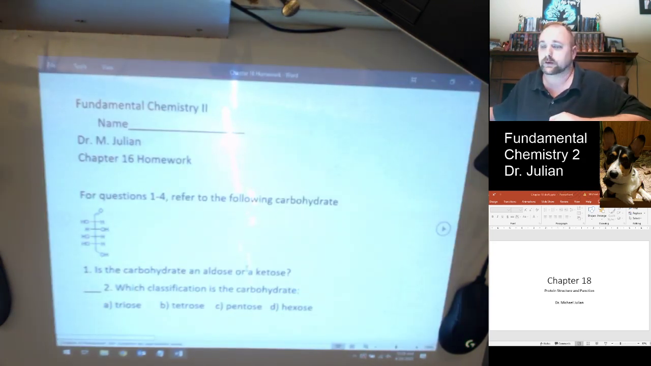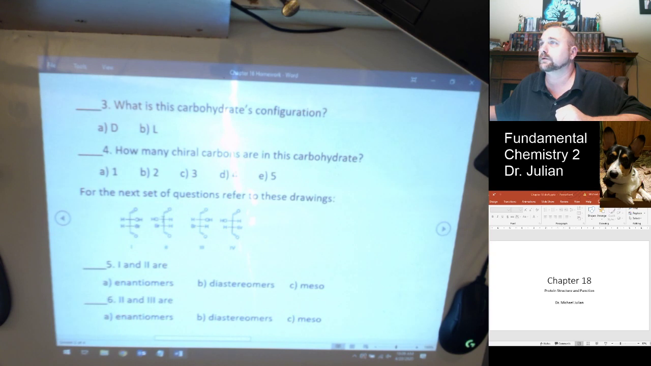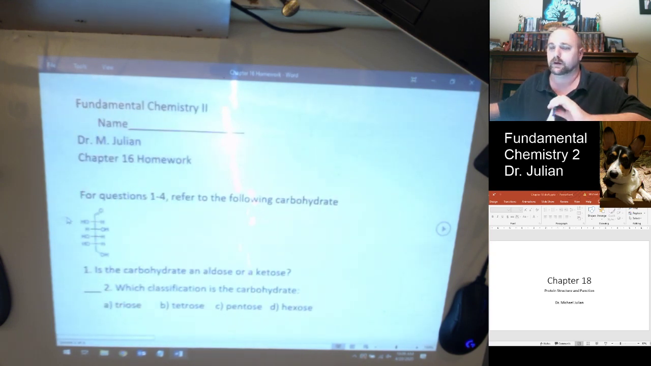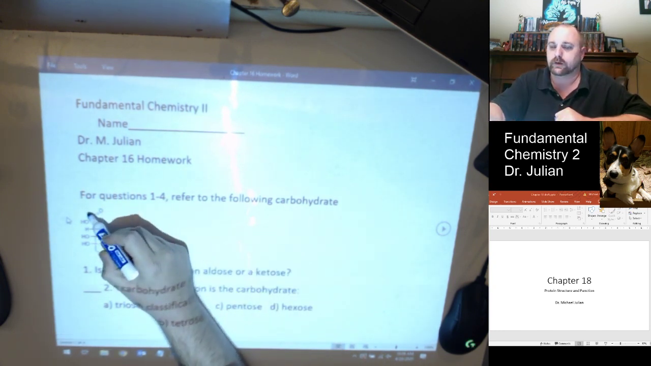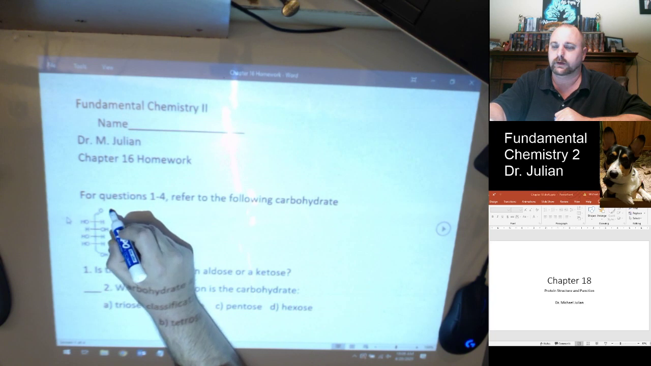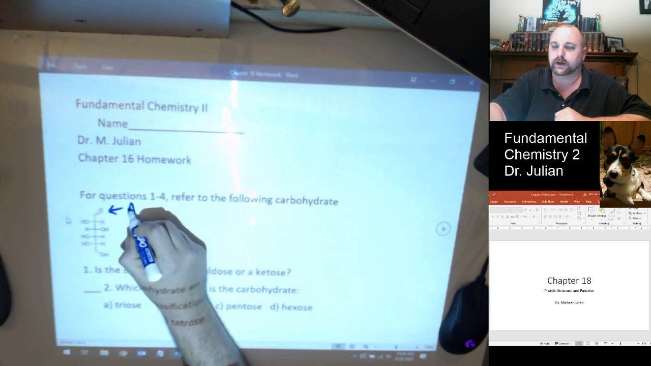So here's chapter 16 homework. Ooh, carbohydrates. All right. So it says refer to this carbohydrate, and so it's going to ask me aldose or ketose, hexose, 3 and 4, D and L, and then how many carbons. Okay, so we can knock out all of those. So I'll start off up here. This is telling me this is an aldose.